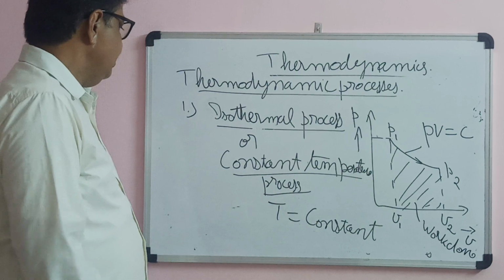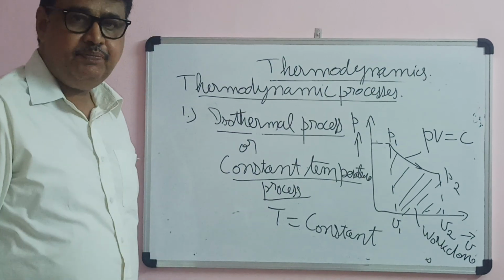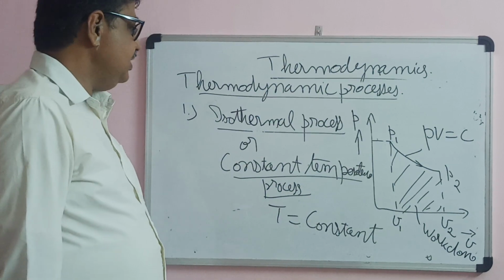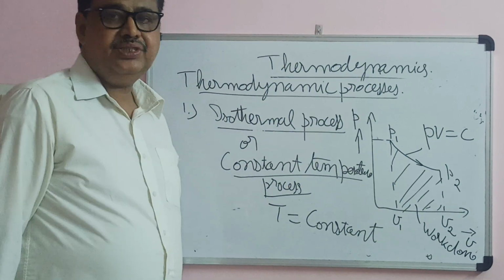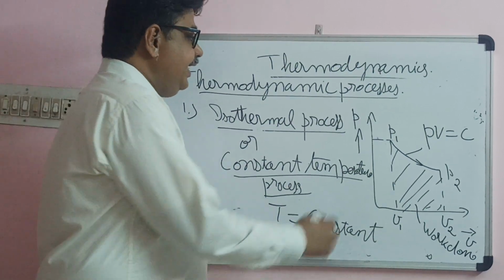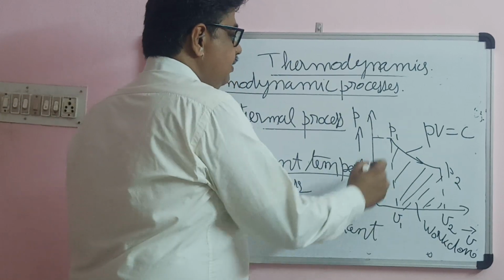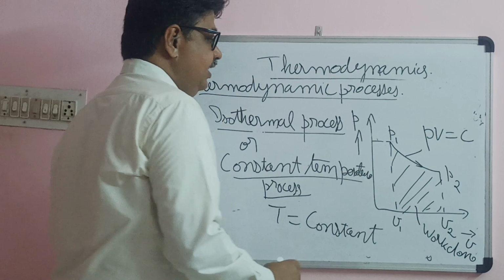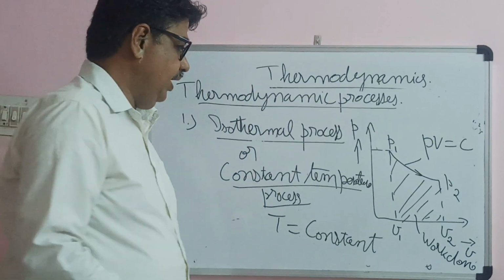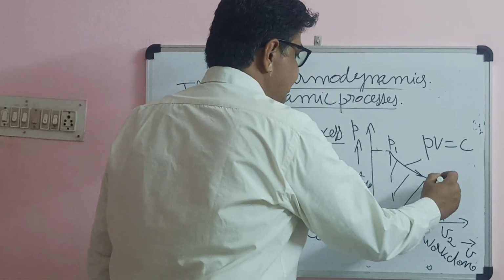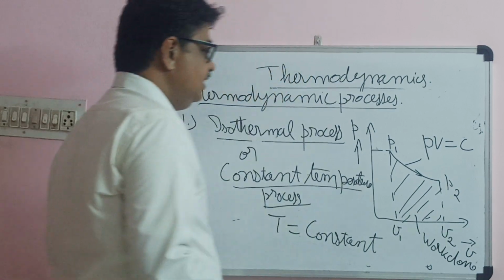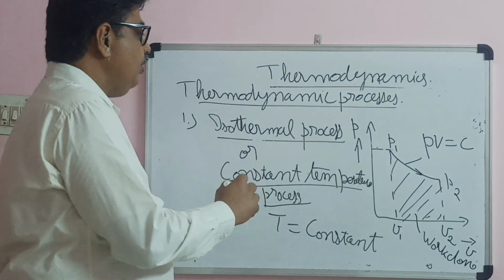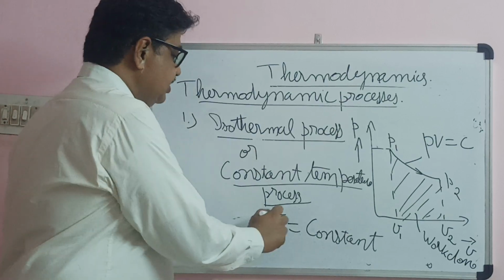Thermodynamic processes. First one is isothermal process or constant temperature process. In isothermal process, the temperature remains constant. The system moves from state 1 to state 2. Let P1 be the pressure at state 1 and V1 the volume of the gas at state 1, and P2 the pressure of the gas at state 2 and V2 the volume of the gas at state 2.